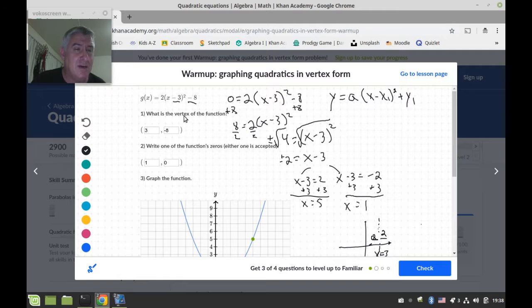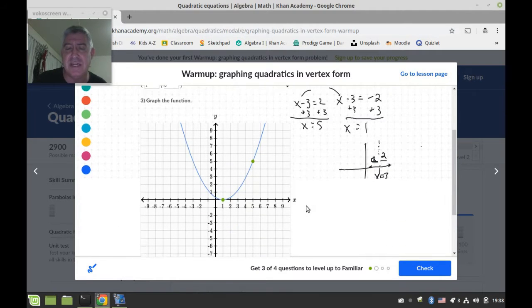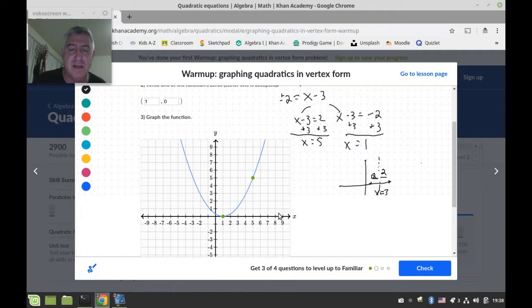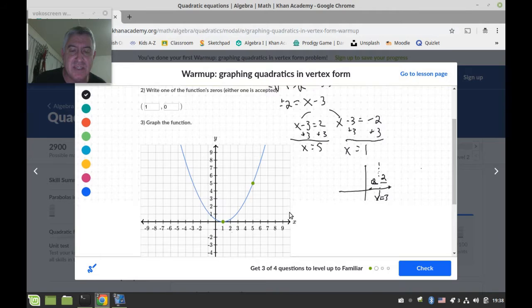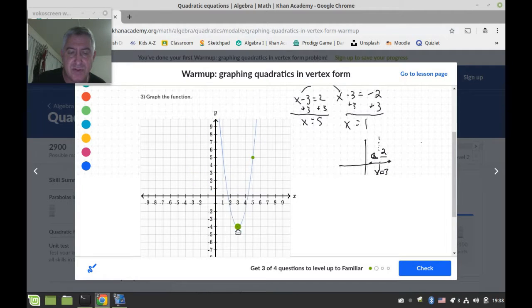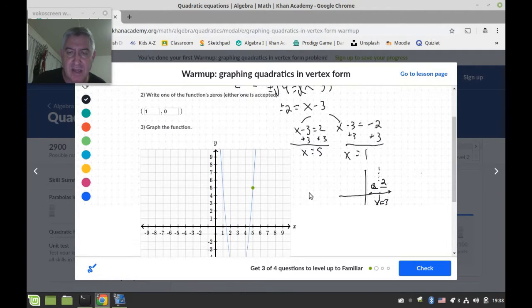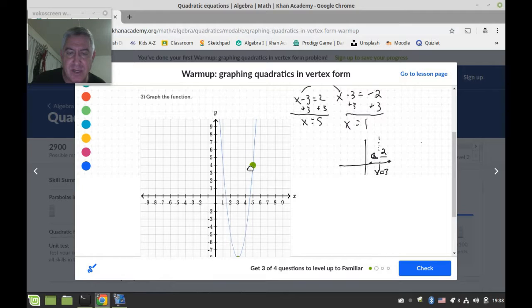I wonder if that can help us out later. Let's look at that and then try to figure out whether that actually means something or not. So let me see. My vertex is 3, negative 8, and one of my x-intercepts is 5. One of my zeros is 5. The other one is 1. That checks out.